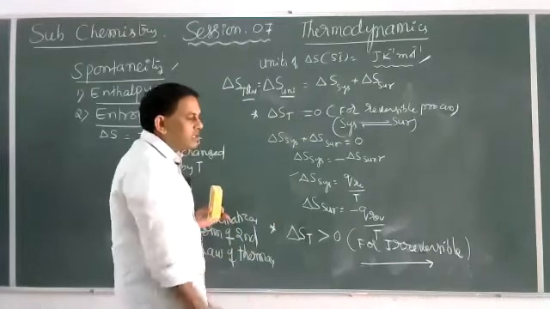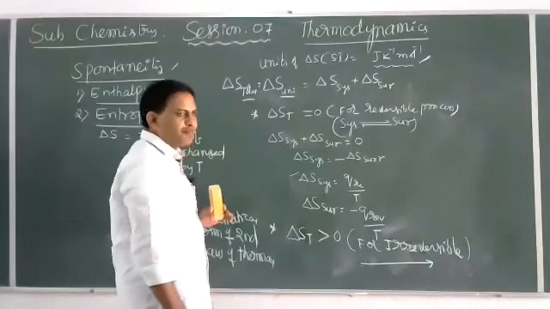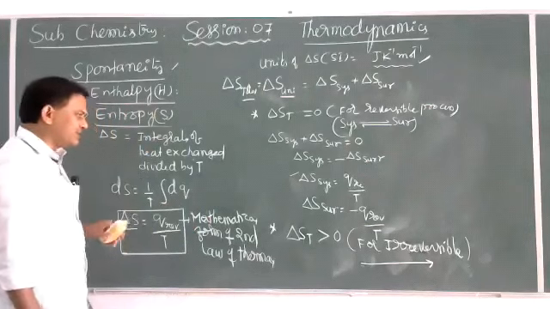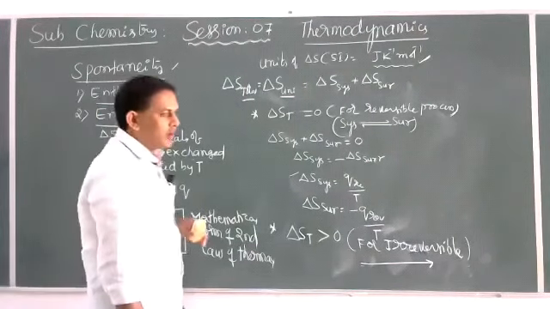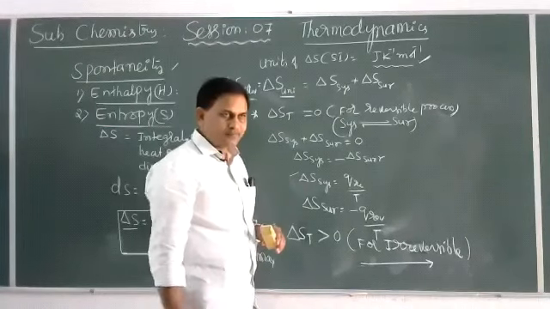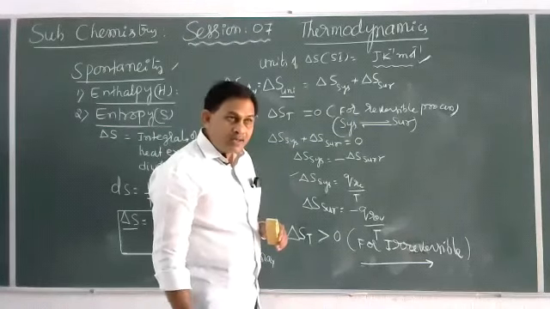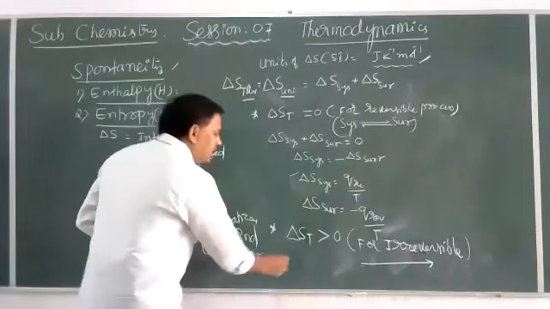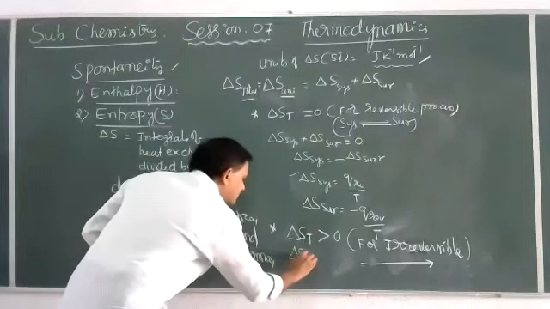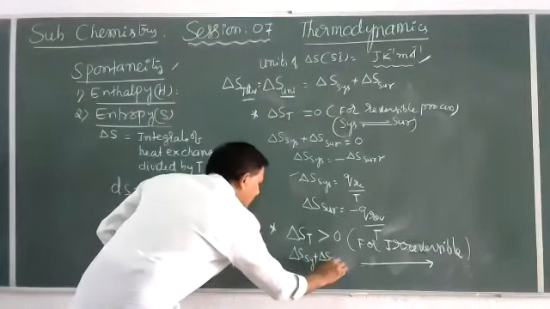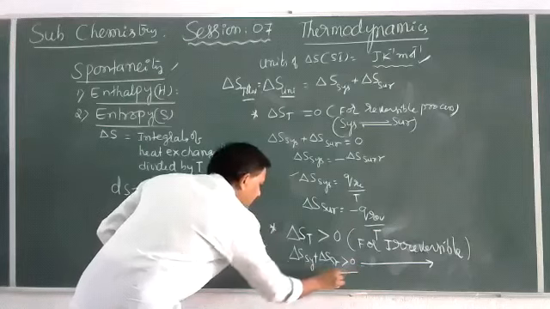So by using this irreversible process, one important statement of the second law of thermodynamics is introduced: all spontaneous processes are irreversible and tend to attain equilibrium. So by using this, delta S system plus delta S surroundings is greater than or equal to 0.